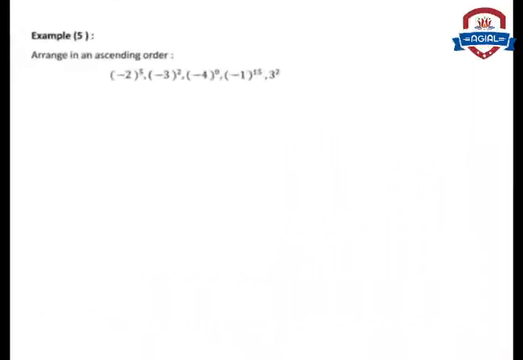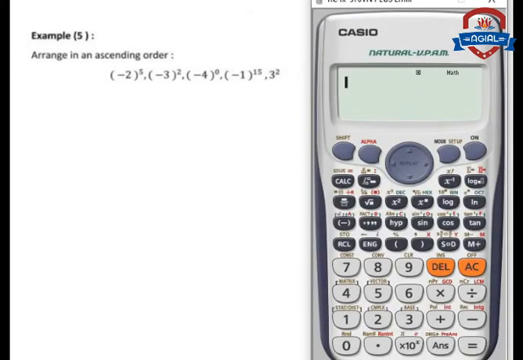Number 5, arrange in ascending order. So we need to arrange from the smallest number to the greatest number. And now let's try to solve this question using the calculator. (-2) to the power of 5 equals negative 32. So we have negative 32.